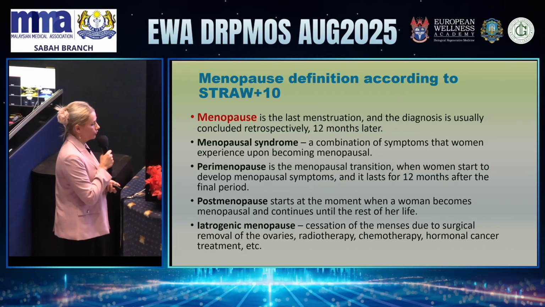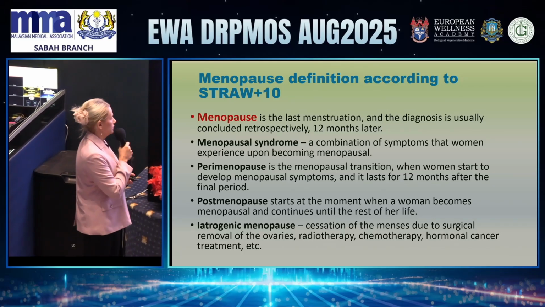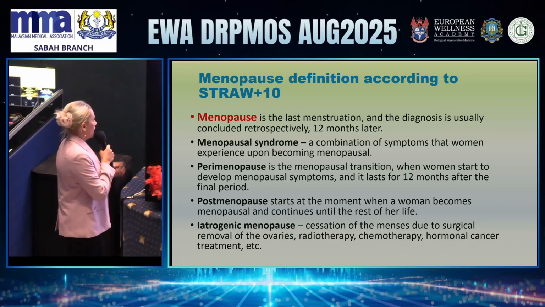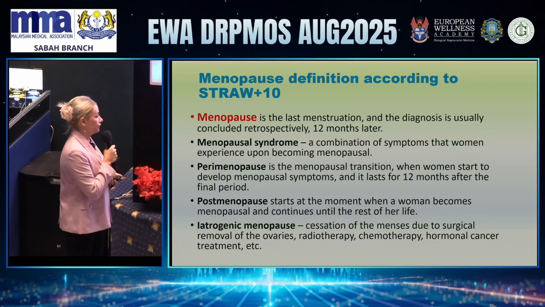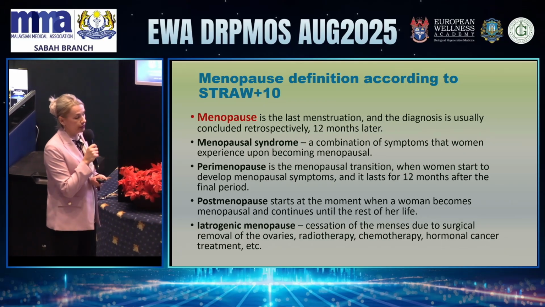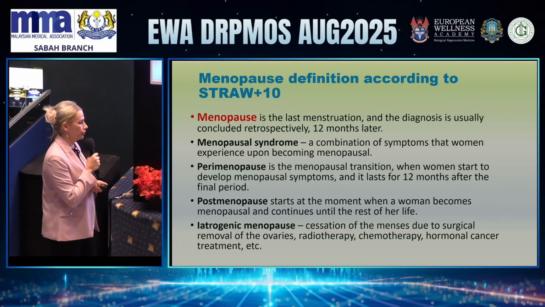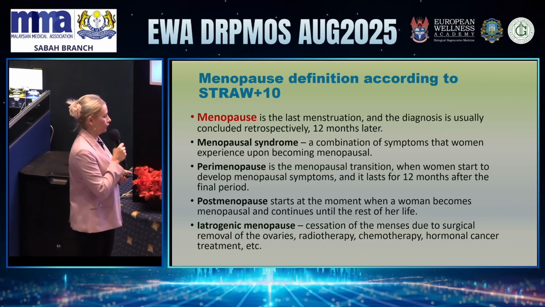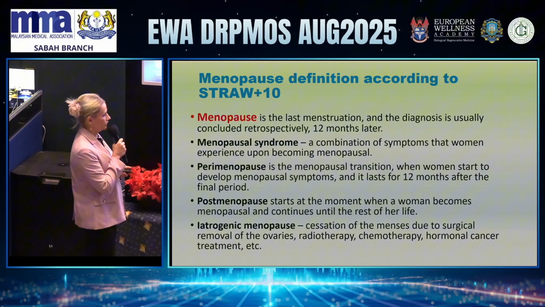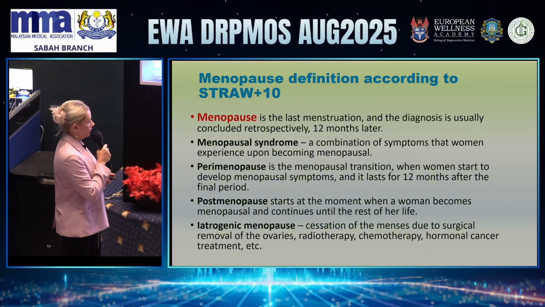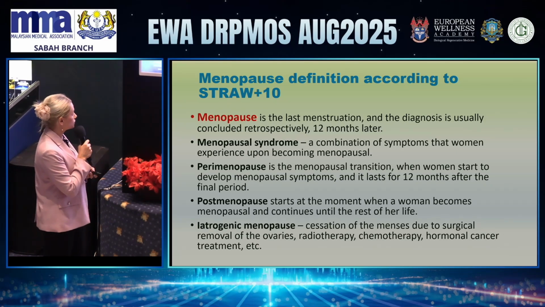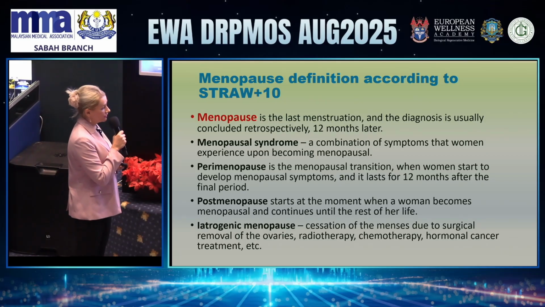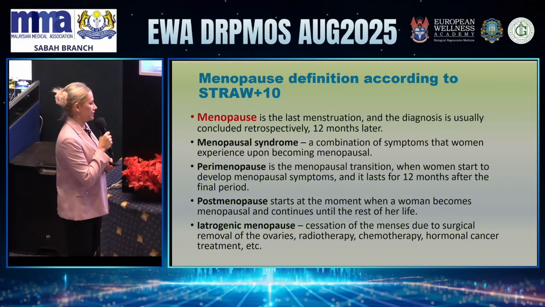retrospectively. The menopausal syndrome is the group of symptoms that women experience when becoming menopausal. The perimenopause is the time before the final menstrual period when a woman starts to experience menopausal symptoms, due to estrogen decline and imbalance in the rise of follicle stimulating hormone. Usually they start to experience irregular menstruation, but some of them may not and can still menstruate regularly. The postmenopause is the period of time in a woman's life after the final menstrual period and until the rest of her life.